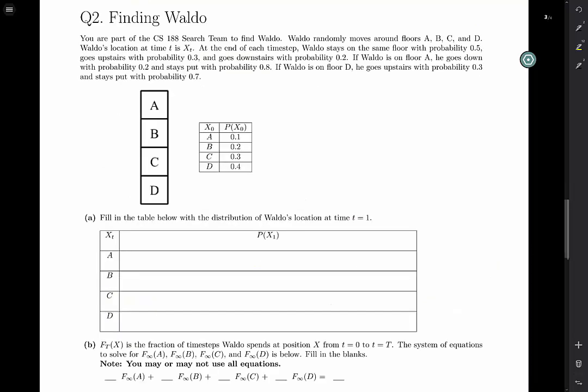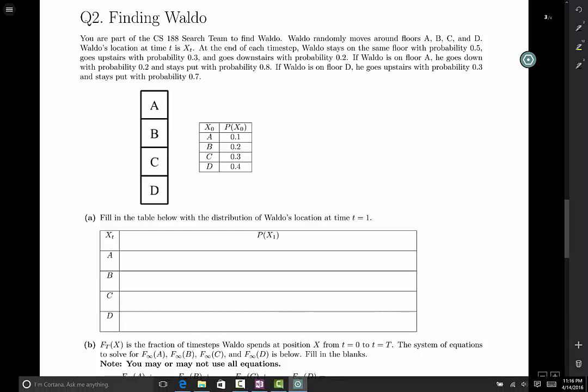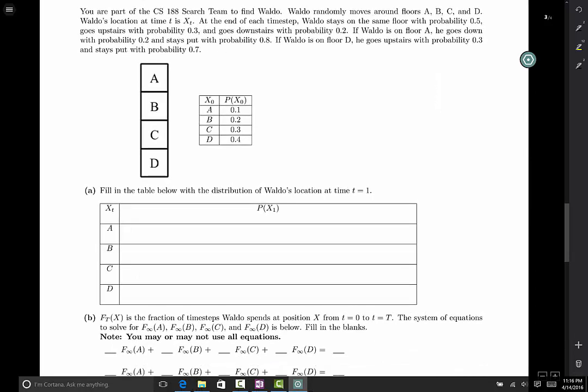Okay, so now we're going to work on question 2, which is a particle filter question. So we're basically trying to track where Waldo is. So I'll assume you've read it. Now for question A, they ask us to fill in the table below with the distribution of Waldo's location at time t equals 1. Since Waldo can only move one spot, we can use our prior plus the transition distribution to estimate where Waldo is.